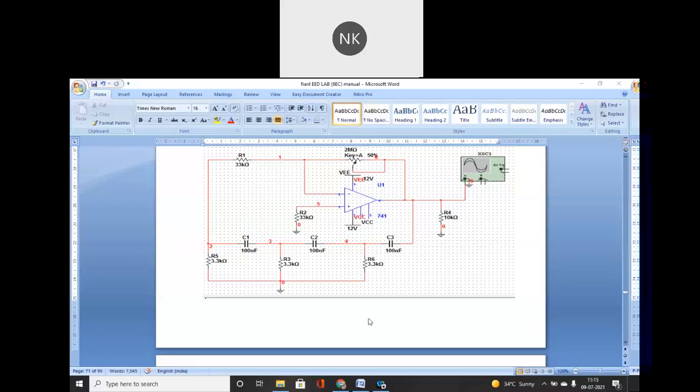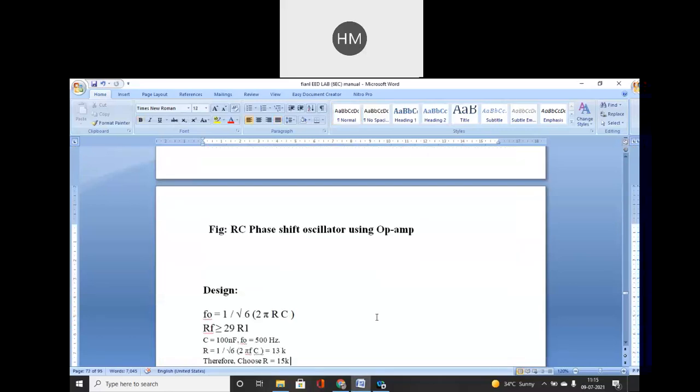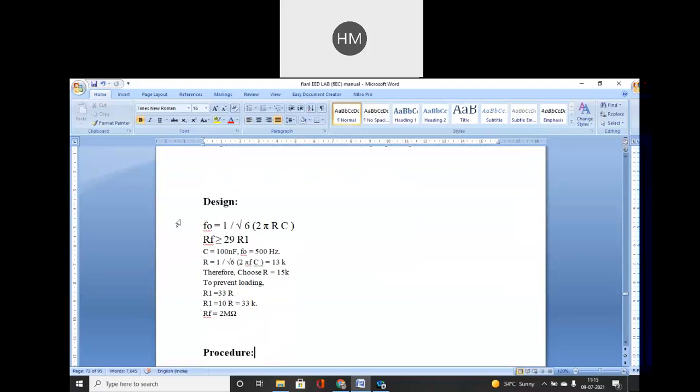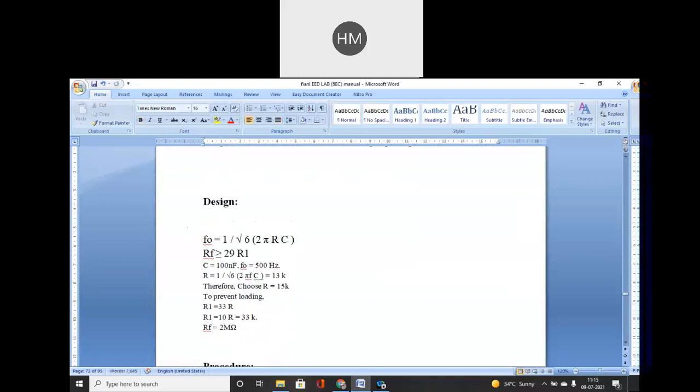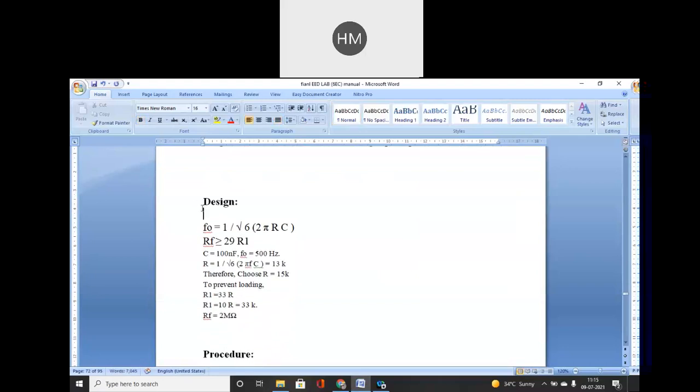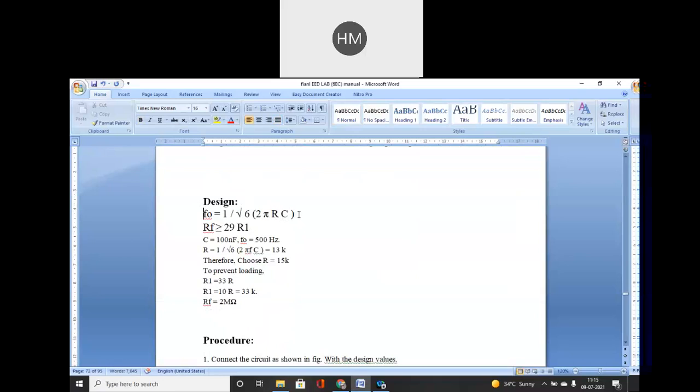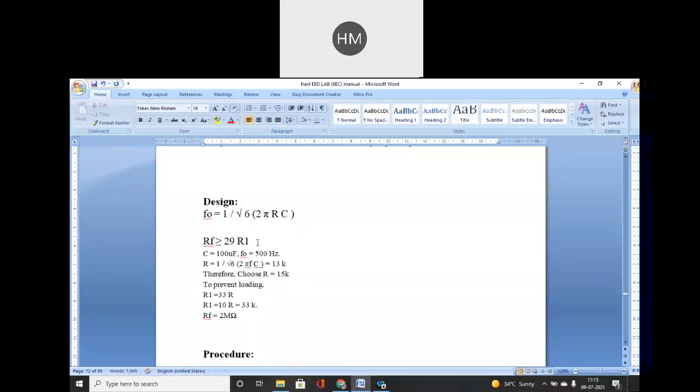So this is your RC phase shift oscillator which you can design by using your Multisim software. Okay, next we will discuss. This is the designing steps. You can see FO is given to you. You can assume C, find out the value of R. This value you have to assume. Here you can see that we have assumed C as 100 nanofarad. FO, the frequency of oscillation, is taken as 500 hertz. This is the second example. The first example we saw was for 1 kilohertz.